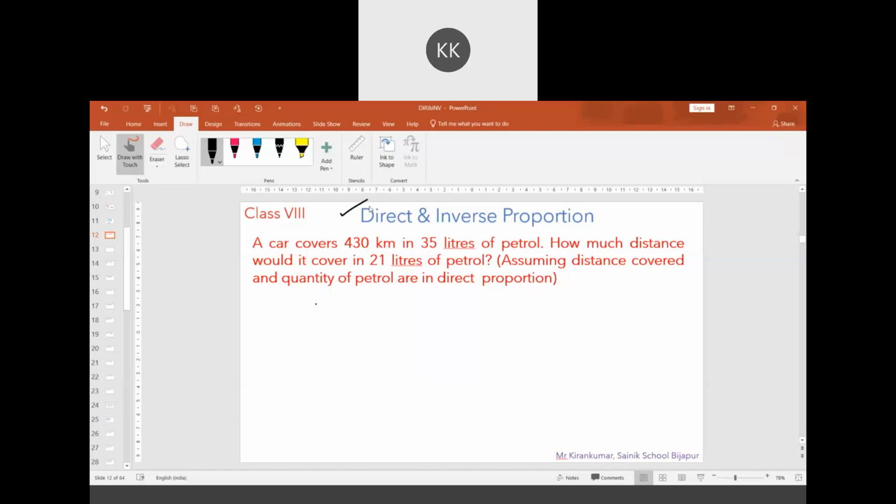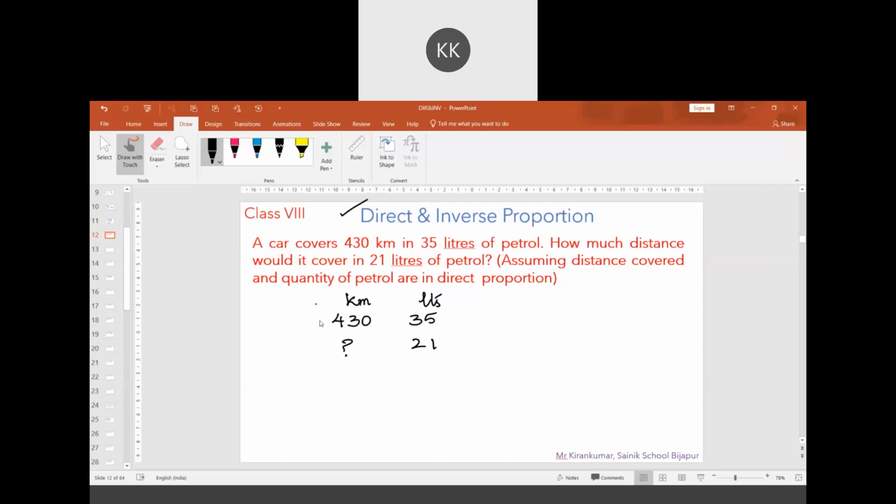Since we are dealing with direct and inverse proportion, let's try a different method now. We can write it in a table like this: 430, 35. So what distance in 21 liters? This is the quantity of petrol in terms of liters, and this is the distance in terms of kilometers. So we have to do cross multiplication.